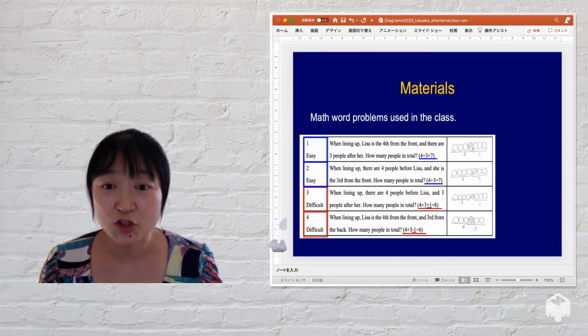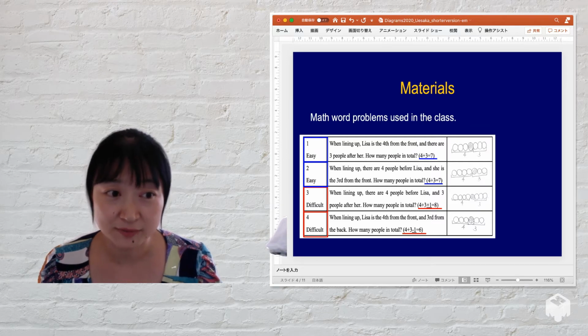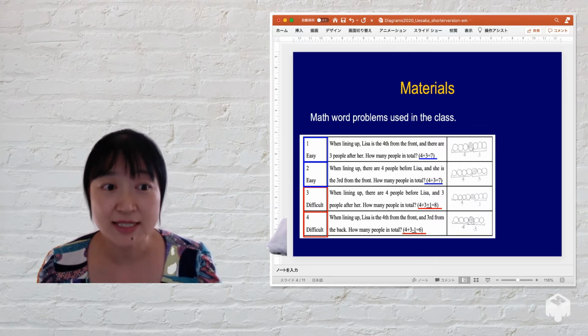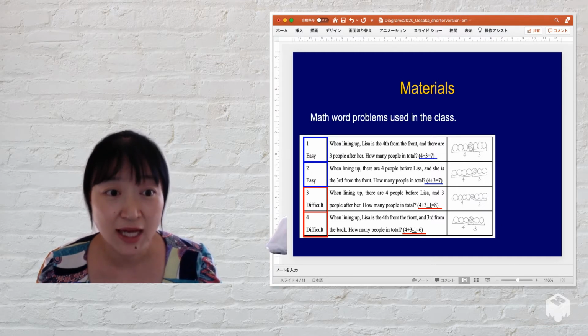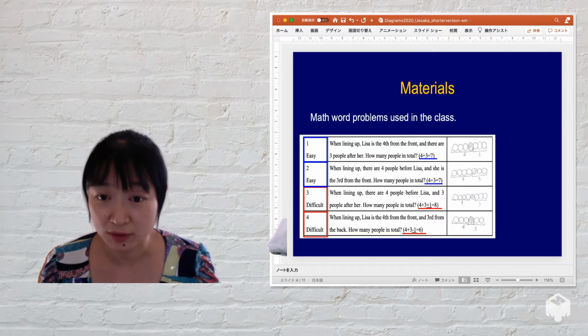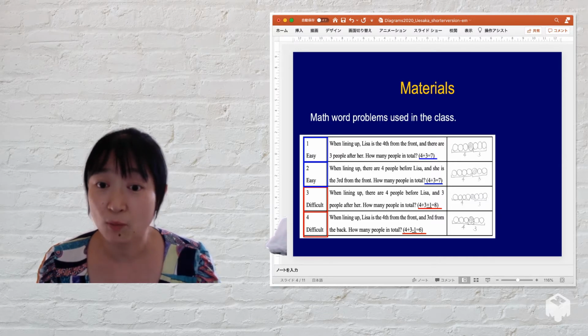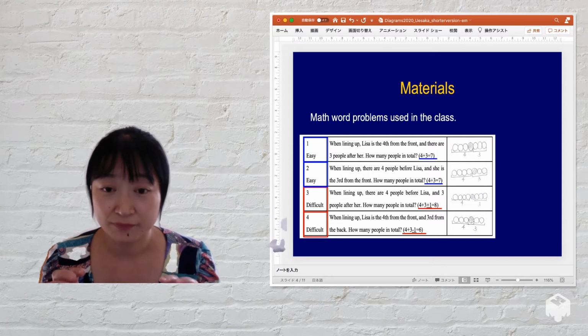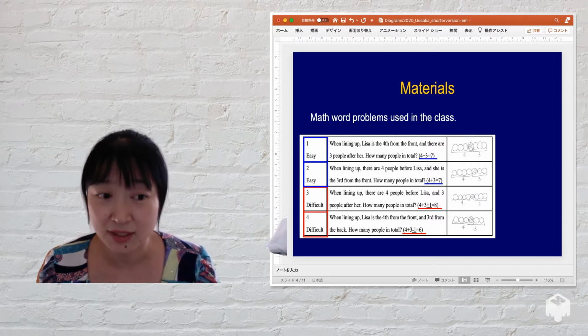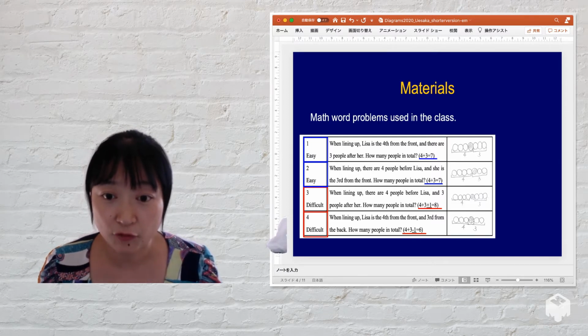The material used in the study is as follows. The first problem is: when lining up, Lisa is the fourth from the front, and there are 3 people after that. How many people in total? This problem and the second problem are easy because the numbers shown in the math word problem are simply added to get the correct answer. However, the third and fourth problems are a little bit different.